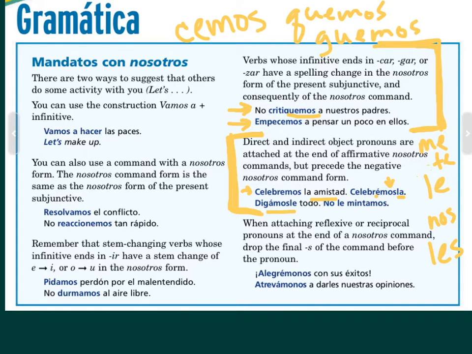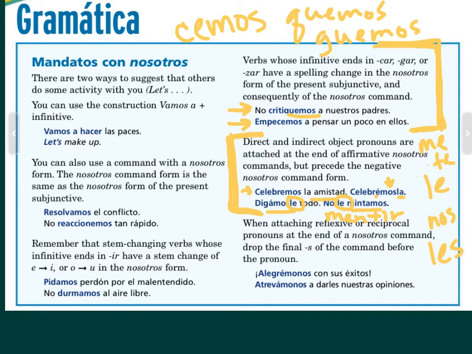Okay. Digámosle, next example, comes from decir. The yo form of decir is digo. So digámosle todo means let's tell him everything. And then no le mintamos. Mintamos actually comes from the verb mentir, which is a stem changer. It's an E to IE, but since it's in nosotros form, it is just an E to I. So that's where that came from. And then don't forget, if your command is positive, we tack the pronoun onto the end. But if it's negative, we put the pronoun in front.